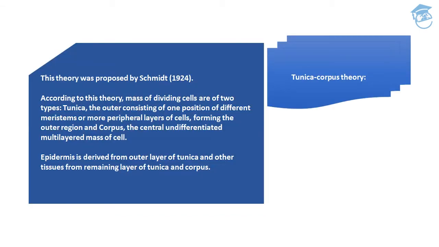Then comes tunica corpus theory. It was proposed by Schmidt, and according to this theory, the mass of dividing cells is of two types. Which are those? First is tunica. Tunica is the outermost layer, consisting of one or more peripheral layers of cells that form the outer region, and corpus is the inner layer, made up of a central undifferentiated multi-layered mass of cells. Epidermis is derived from the tunica, and other tissues from the remaining layers of tunica and corpus. So this was the tunica corpus theory, put forward to explain apical meristem.